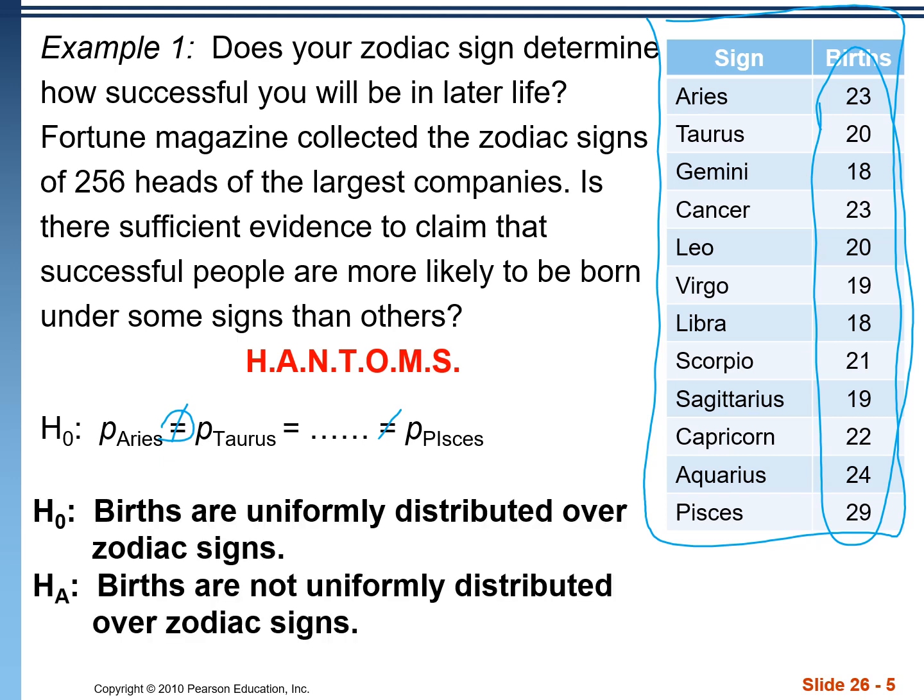So instead, we write these out verbally. We say that births are uniformly distributed over the zodiac signs. That's the null hypothesis, saying that the number of births is the same for all of these. Any differences that we see in this column are just the result of natural sampling variation. The alternative says that births are not uniformly distributed. So there are some signs that are getting, for example, too many births, and we can't attribute that difference to chance alone.